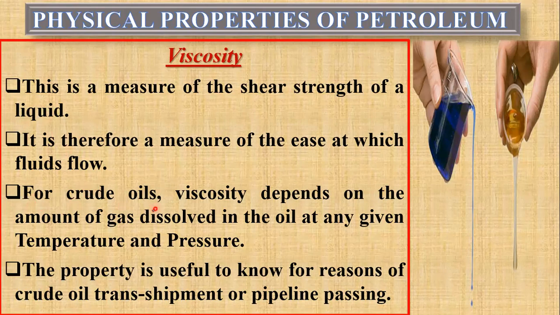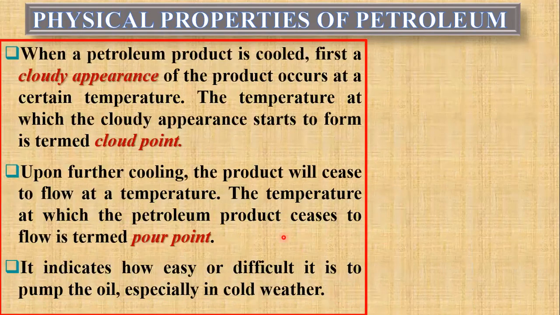For crude oil, viscosity depends on the amount of gas dissolved in the oil at a given temperature and pressure. The property is useful to know the reasons for crude oil transshipment and pipeline passing. So that's what I explained earlier on. So enough about the viscosity. Now we'll go to the cloud point and then the pour point.